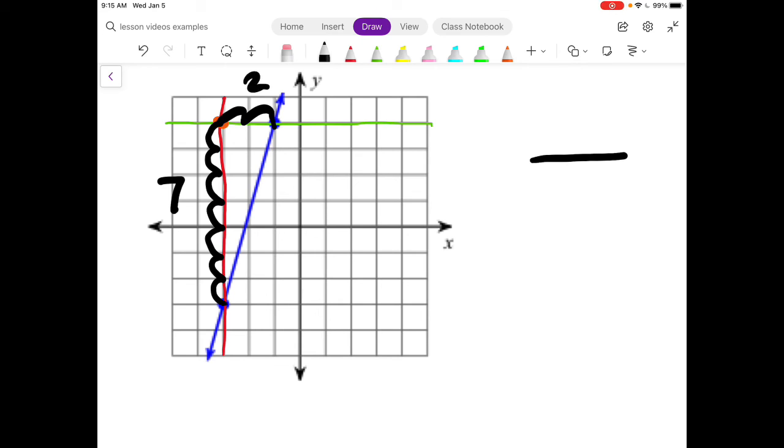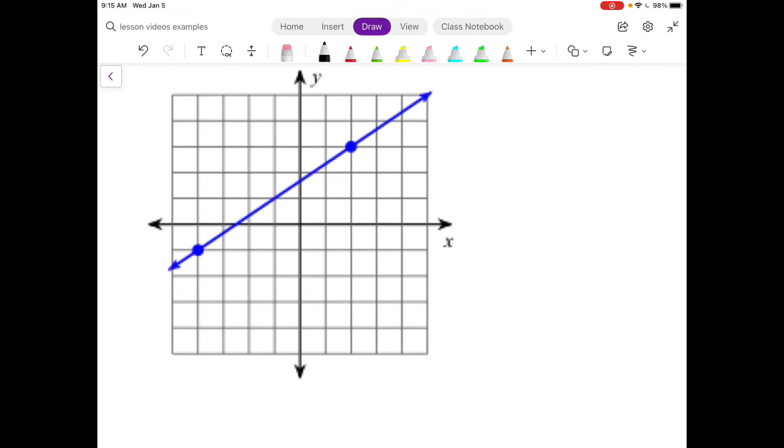So our rise is 7, our run is 2, and you want to leave this as an improper fraction, so we have 7/2, and that is our slope. No more that we need to do. That won't reduce. There's no common number that will go into both 2 and 7 other than the number 1, so the slope of this line is 7/2.